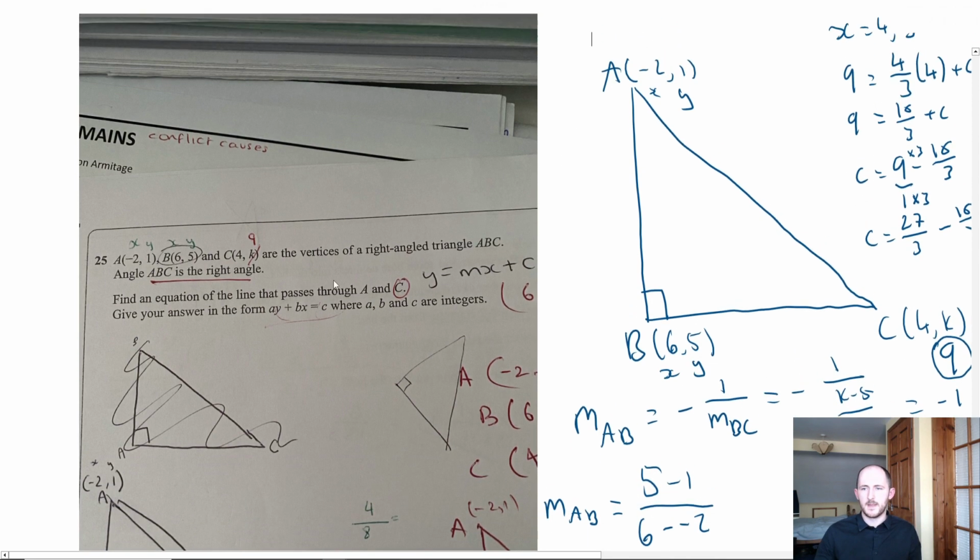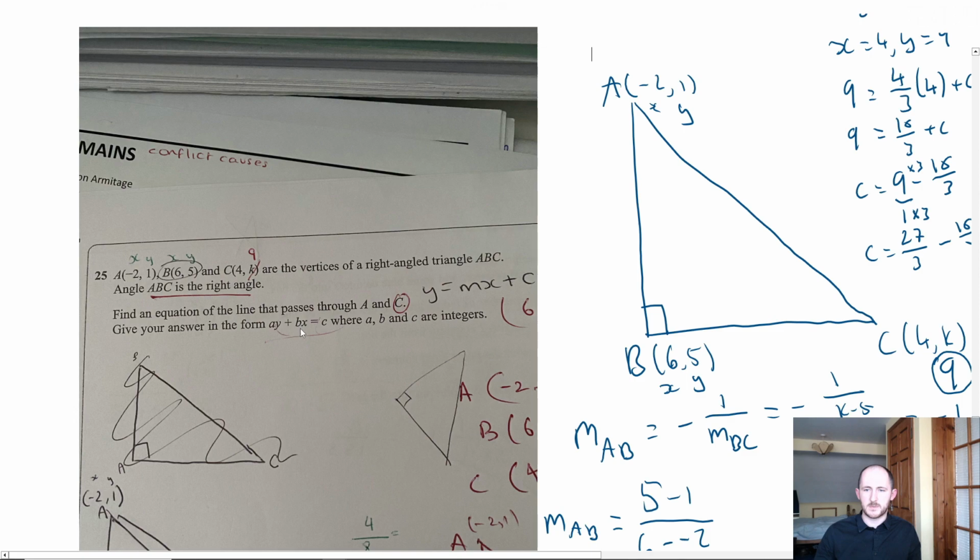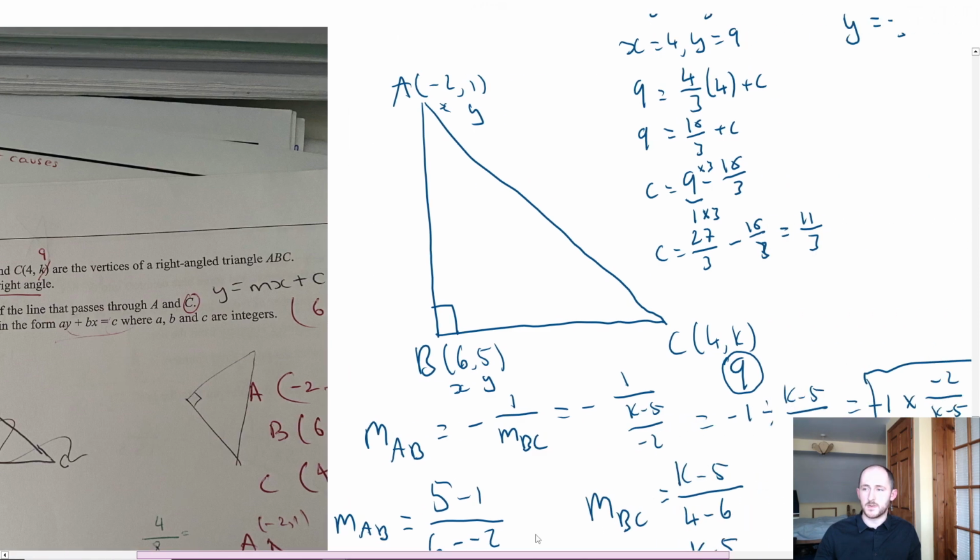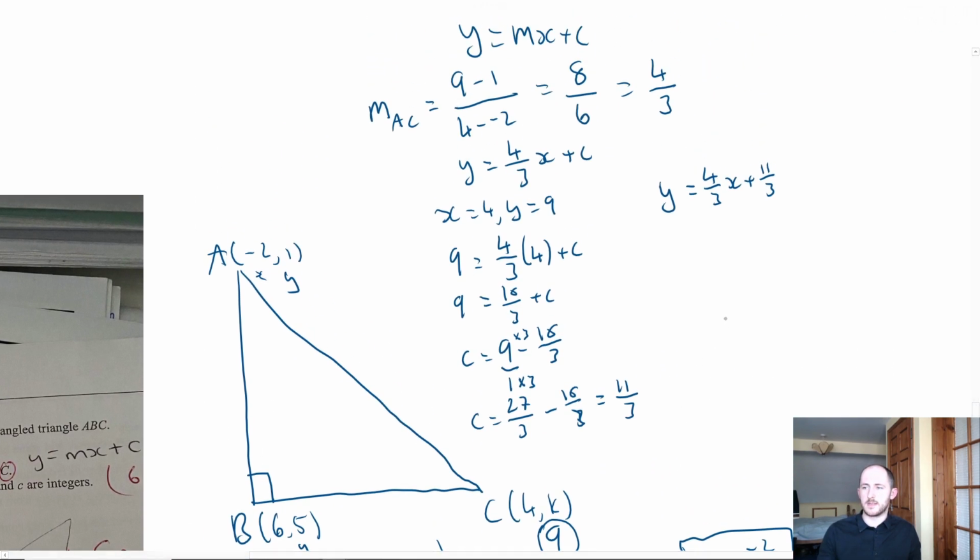No worries, Abby. It says to give it in the form ay plus bx equals c. So what we're going to do is times the whole thing by 3 because it says it wants integers. So that's 3y equals 4x plus 11. Then move the x to the other side, so it's 3y minus 4x equals 11, which is the random form they've asked us to give it in.